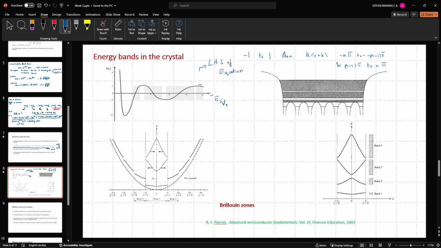Each time it happens, we will define a new set of k values. So initially n will be equal to 1. So it will go from minus pi to 0 and 0 to pi. So that first region is a continuous region. It's a contiguous region from minus pi by (a plus b) to plus pi by (a plus b). So that is what is given in this graph.